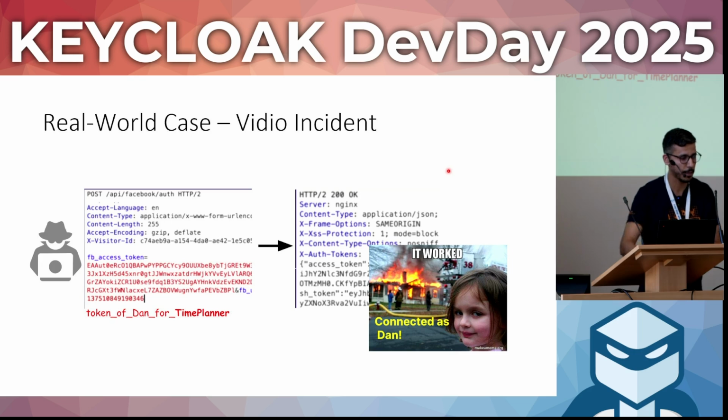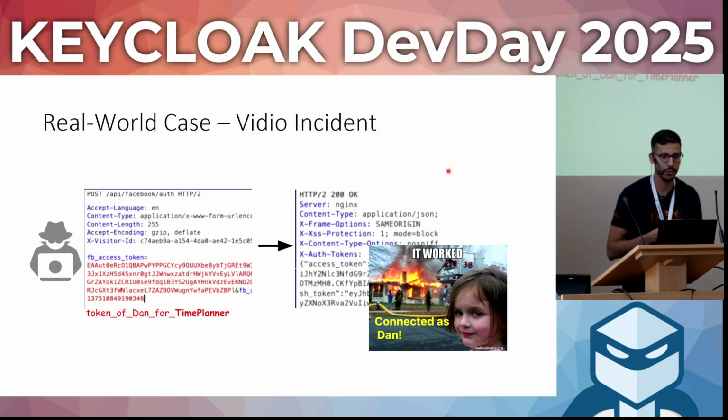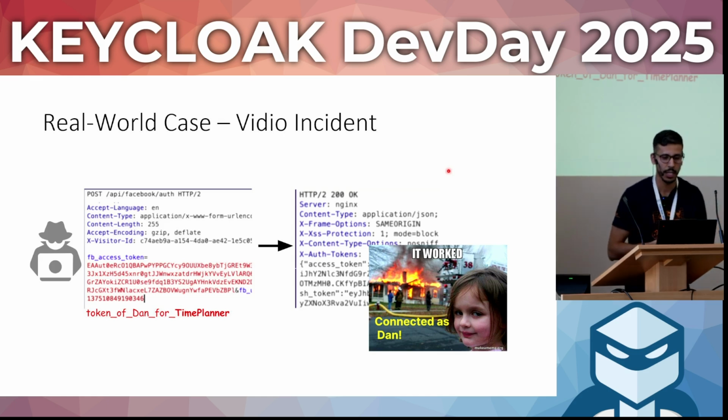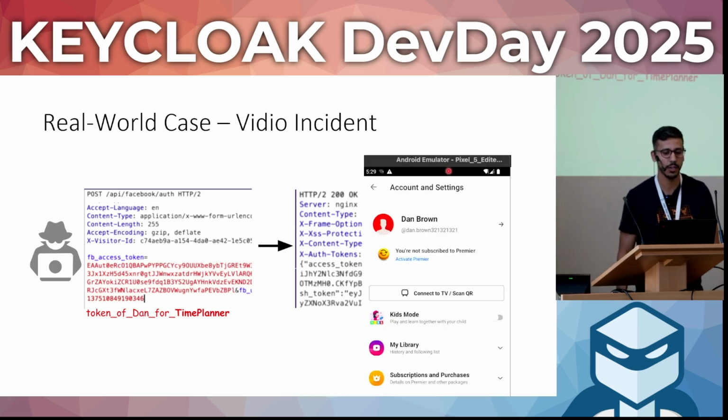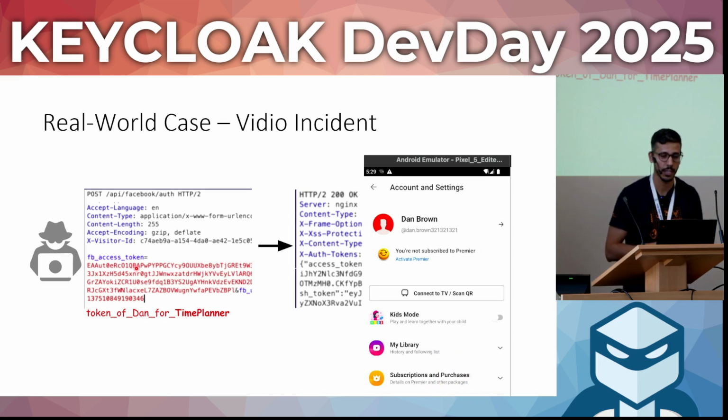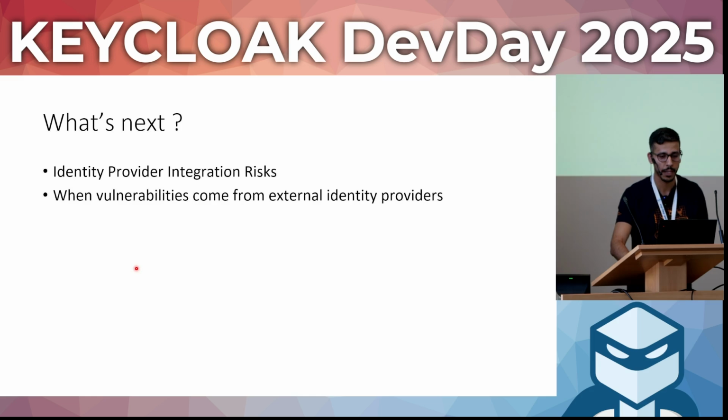As an example of using this token, we can pass it directly to the application, and then we will get a new access token to identify as the user represented by this Facebook access token. So it's very important to implement the audience check.